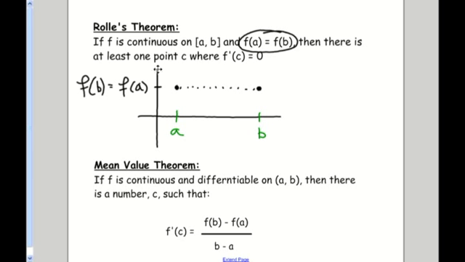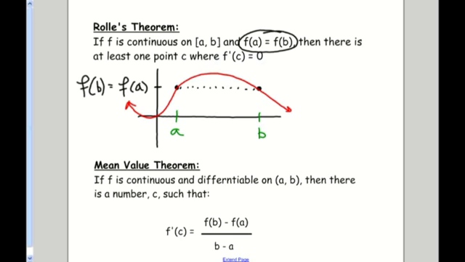Now what Rolle's theorem says is that no matter what kind of curve I have, whatever I put through here, there's got to be a place somewhere where the tangent line has a zero slope, right? This is the point C that he's referring to, where f prime of C equals 0. So the derivative at this point is 0. There's actually no way I can draw a curve that connects these two points without somewhere in between there being a point where the derivative is 0.